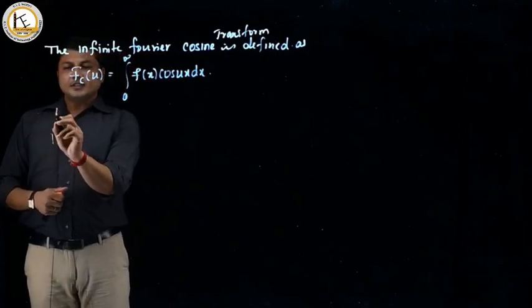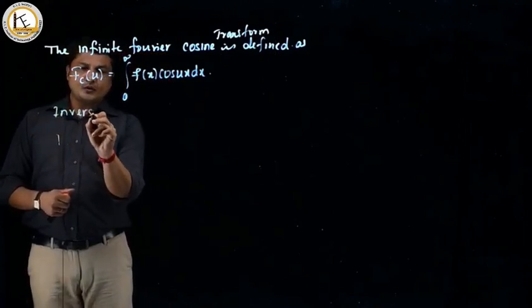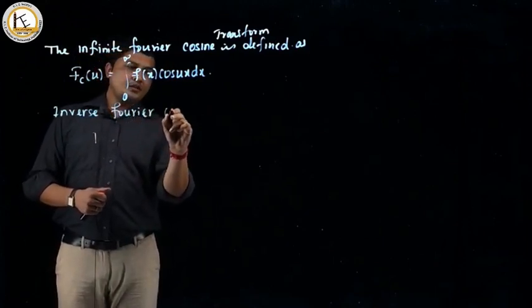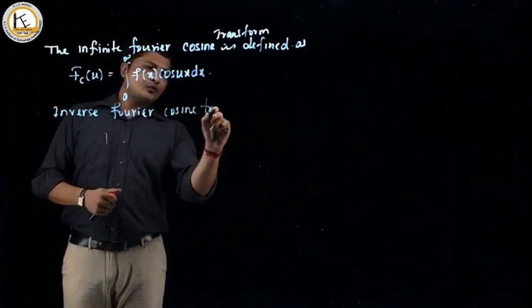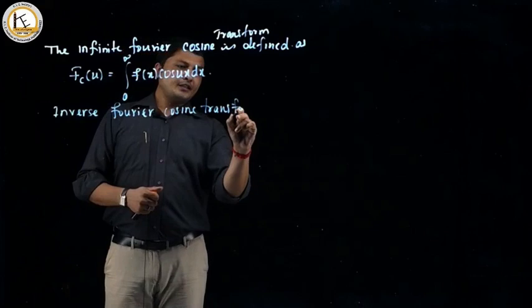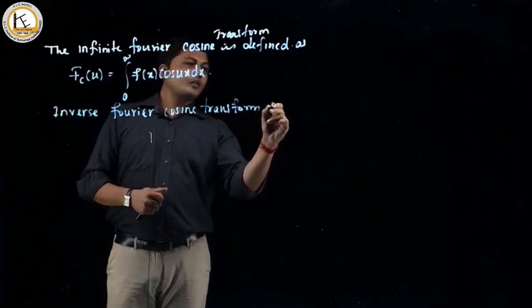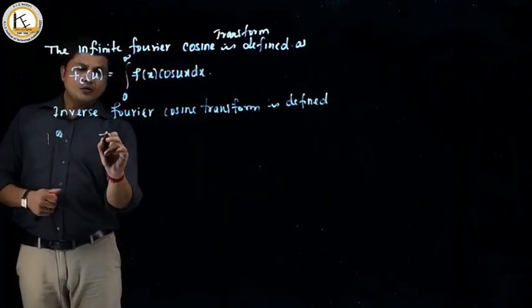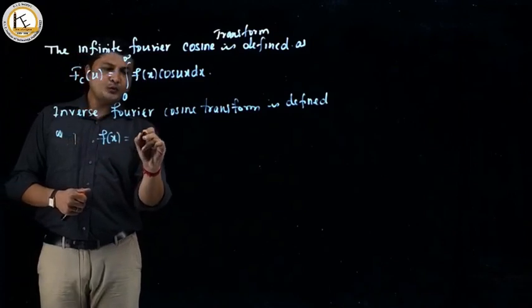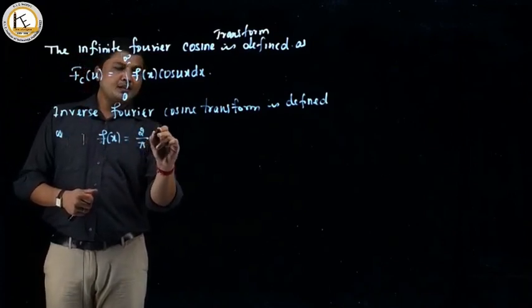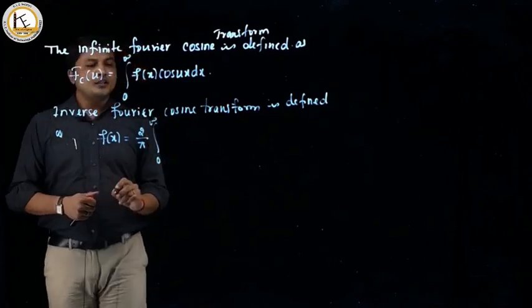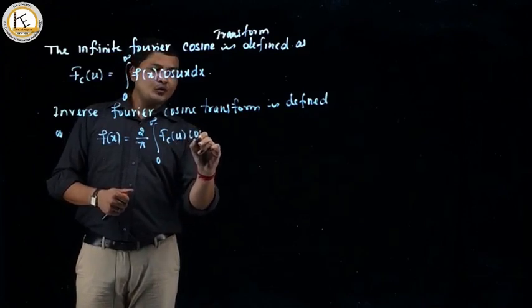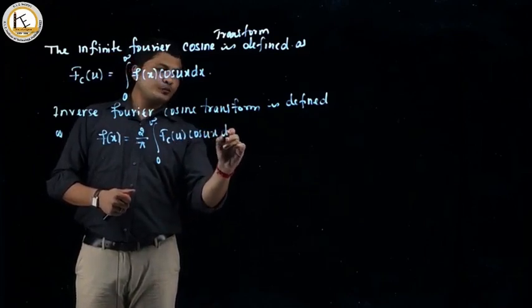And the inverse Fourier cosine transform is defined as f of x is equal to 2 by pi integral between 0 to infinity fc of u into cos ux with respect to u.